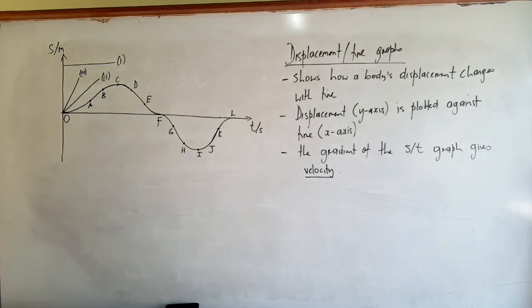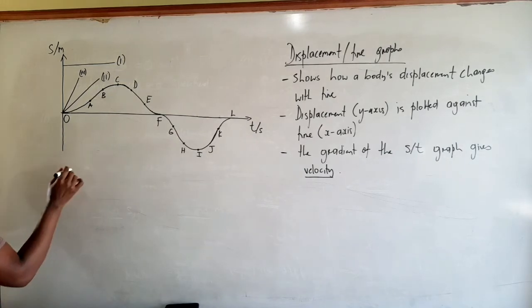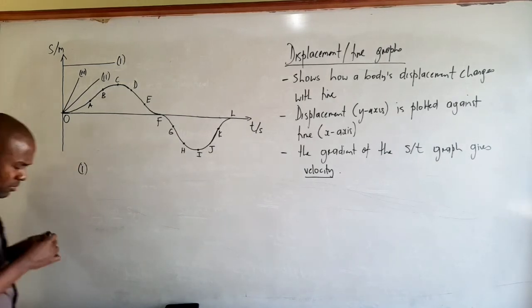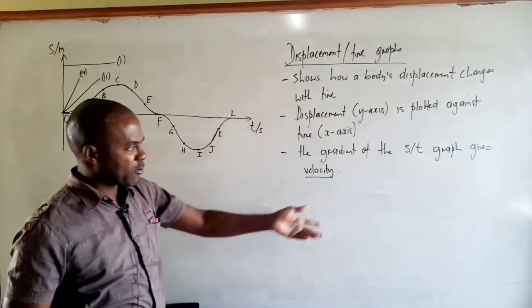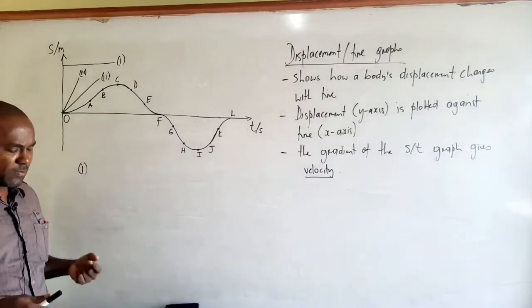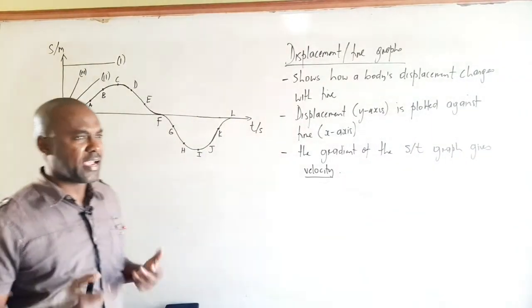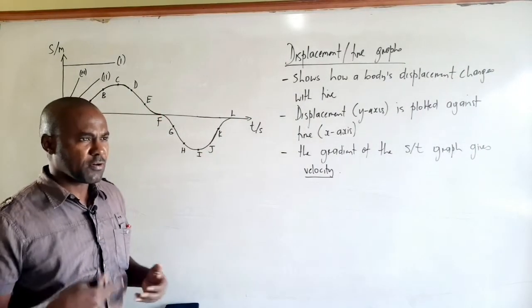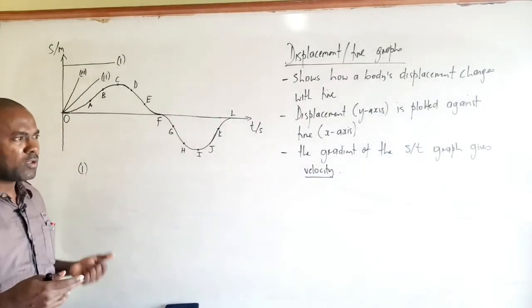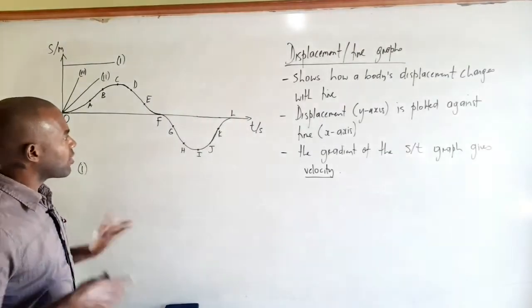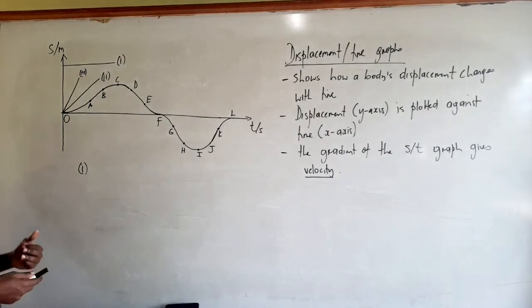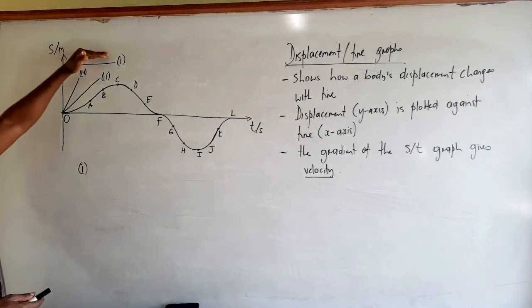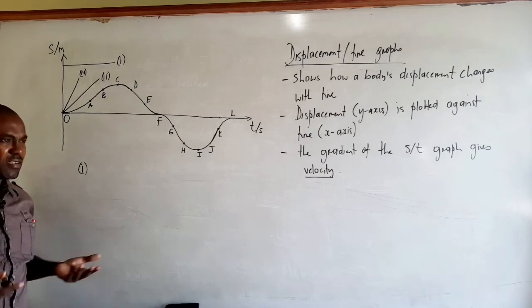Right. Now let's examine these graphs. Let's look at graph 1. Now, from our information, we said that the gradient of the displacement time graph gives the body's velocity. So if we want to basically analyze the motion whose graph is shown, the first thing we must ask ourselves is how is the gradient of the particular section of the graph, or how is the gradient of the graph changing? Now, if you examine the graph in 1, it is basically a horizontal line.